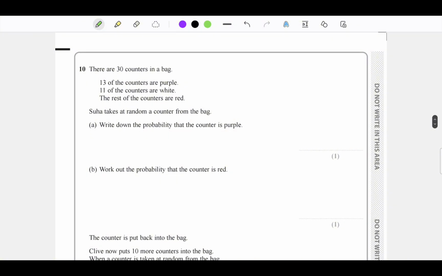Right, so question 10. There are 30 counters in a bag. 13 of the counters are purple, 11 of the counters are white, the rest of the counters are red. Suha takes at random a counter from the bag. Write down the probability that the counter is purple. Let's use purple. So we know out of the total of 30, 13 of them are purple. Therefore, the probability of Suha taking out a purple would be 13 out of 30 counters.